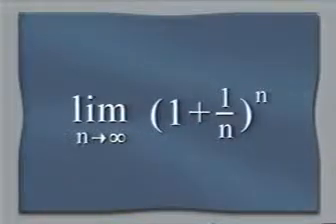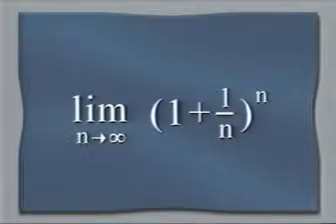Now, as n gets larger and larger, 1 plus 1 over n is closer and closer to 1, but it's never exactly 1. It's just a little bit more than 1. And as n gets larger, we're raising this number that's just a bit more than 1 to a very high power. And that is how Euler defined e.